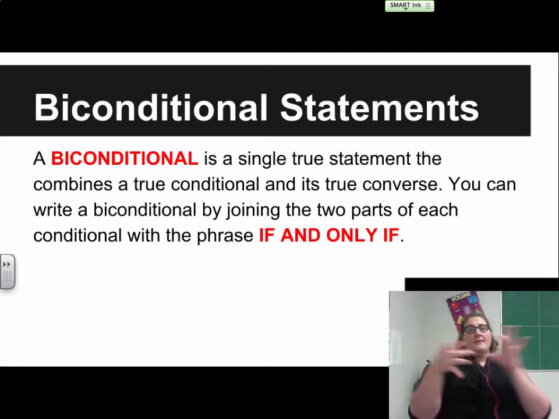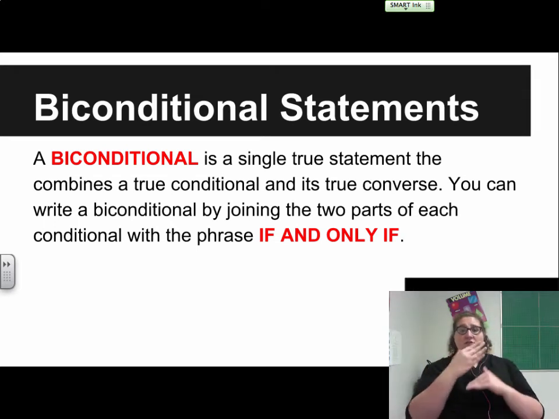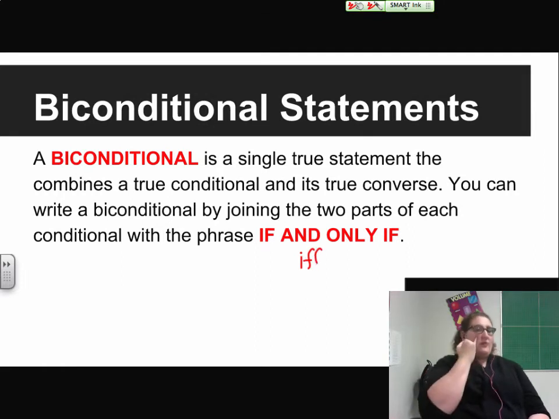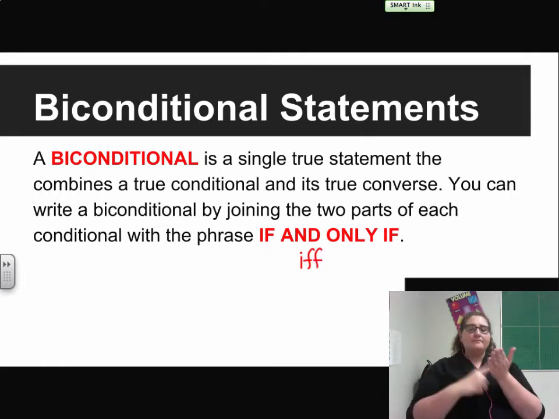You can write a biconditional by joining the two parts of each conditional with the phrase if and only if, sometimes shortened to IFF for if and only if.